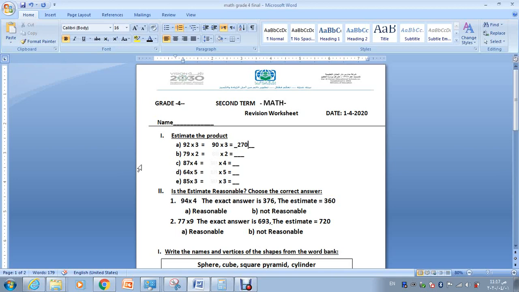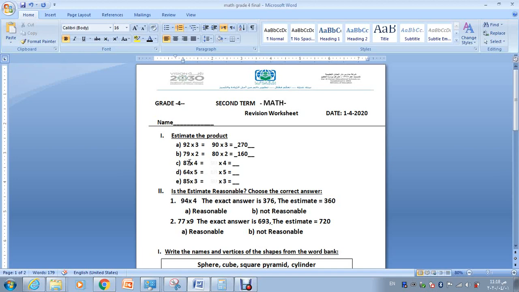Okay, now the next question, 79 times 2. 79, I want to round it. Shall I round it up or down? Of course I will round it up, because 9 is team up, so it will round the 79 into 80. So it will be 80 times 2 equals 160. How? 8 times 2 equals 16, and the 0 will go down.